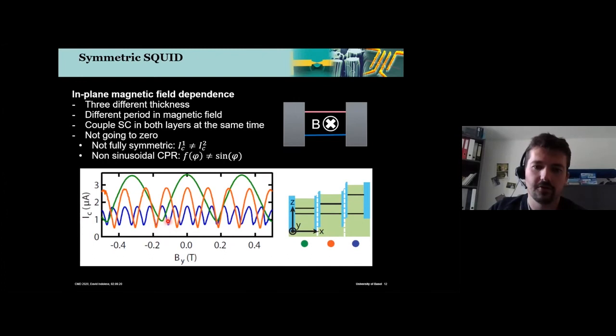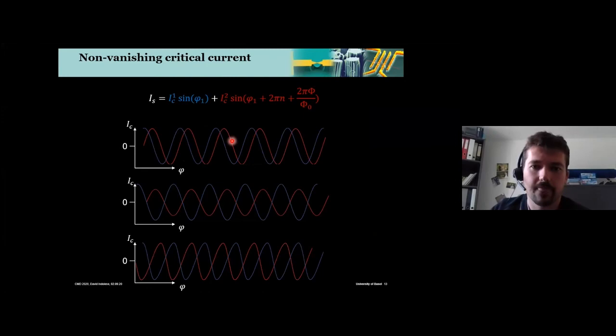One is that the two currents are not fully symmetric. The other is that we may have a non-sinusoidal current phase relation. And just to get this into an image, I will show you on this slide how we basically get to this interference pattern, which leads to this absolute cosine. So you have your supercurrent, which is the sum of the two currents flowing in the two junctions. And this expression one has to maximize over phi 1 for every value of magnetic flux.